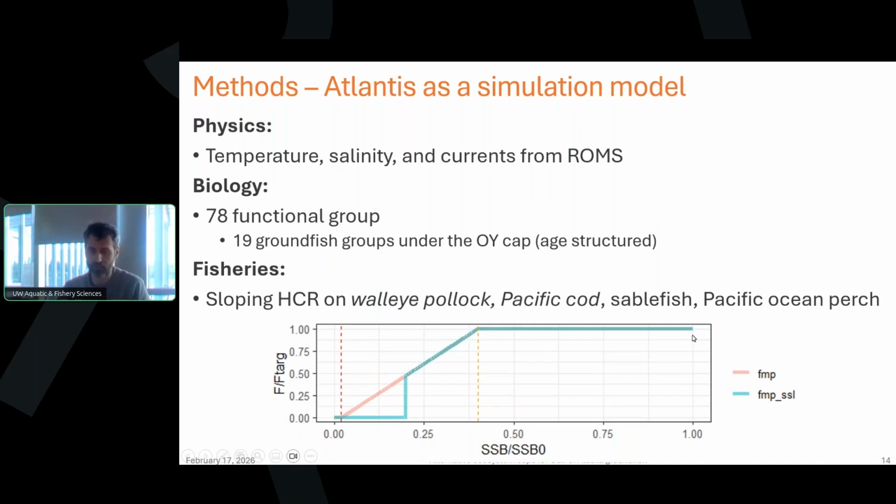But yeah, so you're fishing at target above B40 essentially, and then it's a slope. Pollock and cod use an alternative formulation of that, where at 20% of B0 you close the fishery. To my understanding, that was set up for Steller sea lions or predators more generally, but I think specifically Steller sea lions, for species that are important forage for them, and that's pollock, cod, and I think there's another one that might be Atka mackerel, but that's not a big biomass in this model, so we'll focus on these.